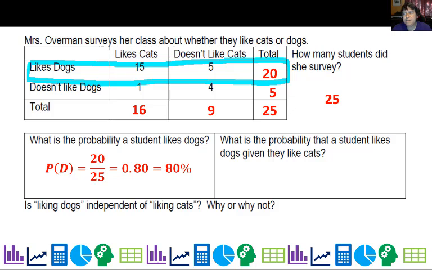What is the probability that a student likes dogs given that they like cats? So if I'm telling you they like cats, I can only look at the people in the yellow column, all right?